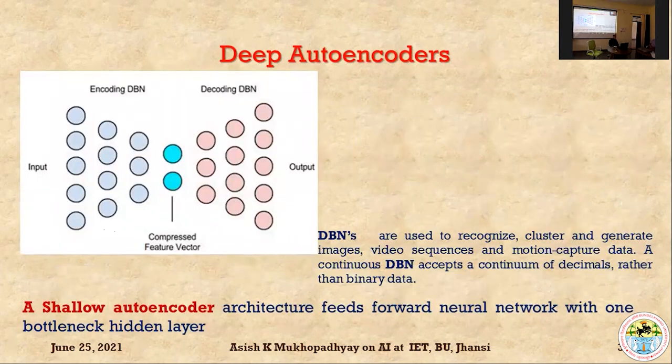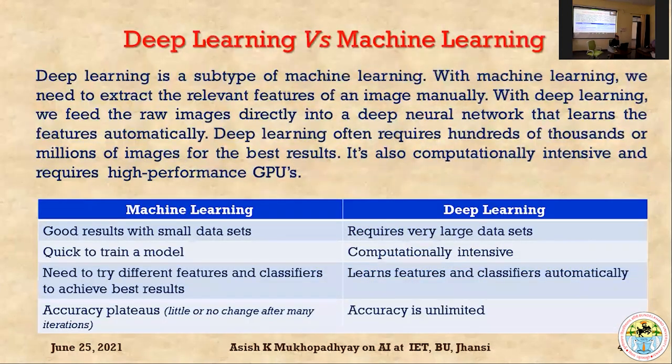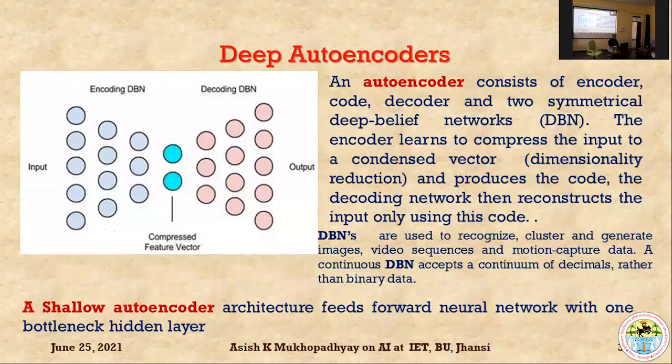Now, autoencoders contain some networks, which basically consist of an encoder, a decoder, and two symmetric deep belief networks. These are used to recognize, cluster, and generate images, videos, sequences, and motion capture data. So there are two parts: the encoder and the decoder. The encoder encodes and compresses the input into a feature vector, and the decoder decompresses it. The encoder compresses so that the data size is minimized. The input is this much data, which after compression becomes less data, and in the decoding stage it is decompressed again, giving the output and reproducing the motion picture, image, or video, whatever it is.